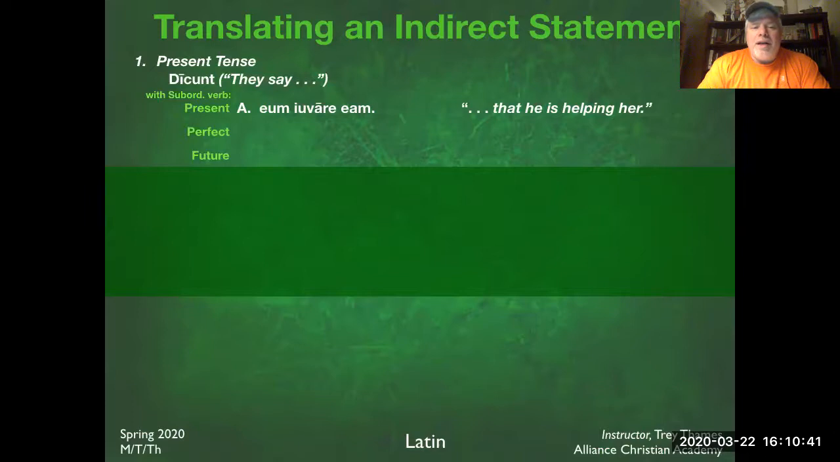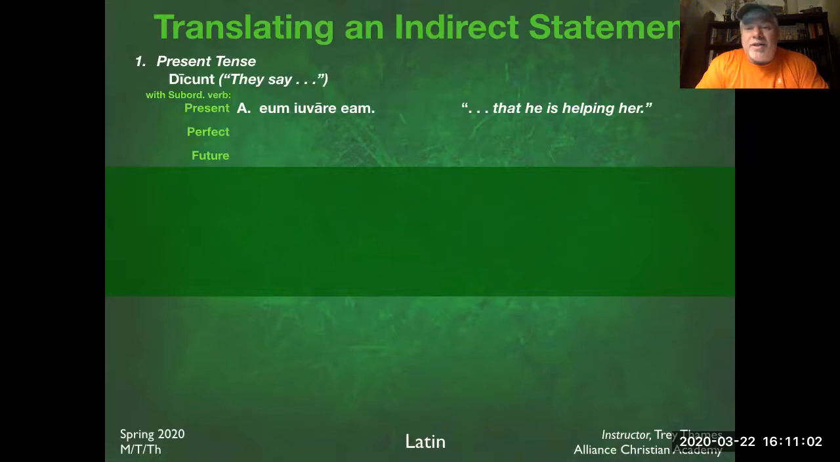Eare, so notice eare is infinitive. It's the active present tense. So it's happening at the same time as the action of the main verb. The main verb is present tense, so this will also be translated as if it's present tense. They say that, because we have to add the word that, he is helping, right?